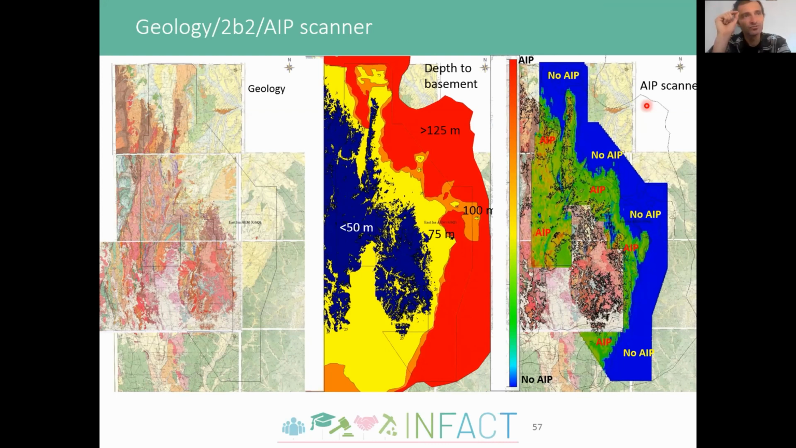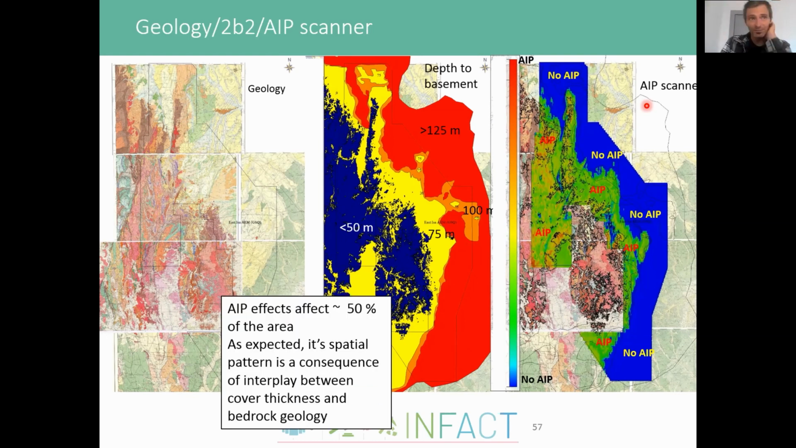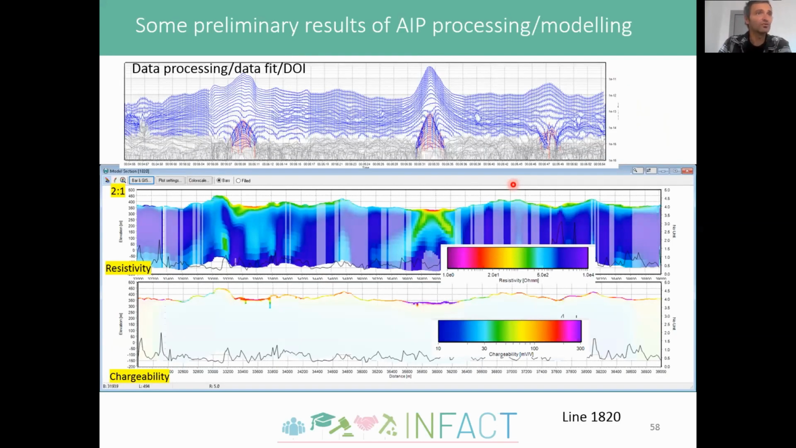Now, something that's more red doesn't mean you've got something more chargeable, doesn't mean you have something shallower or deeper. It just means that the combination of layering made it more apparent in the data. But until we invert, we won't know how deep it is, what it is, what's associated with it. It's just a warning in there. If you don't model IP, your resistivities will be wrong. So the IP affects about 50% of the area. Obviously, it has very strong geological constraints. So we set sail to do that.